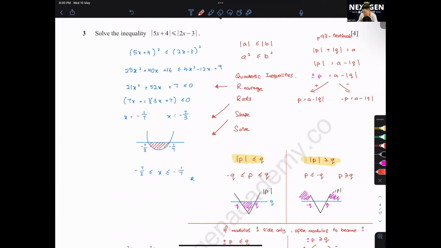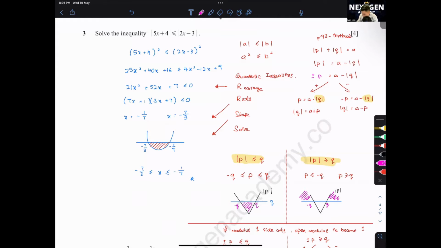Okay, then we are going to do the same thing again. This modulus Q, you shift it to the left hand side again. And Q equals to A minus P. Sorry, this will be A plus P. This one will be A minus P.